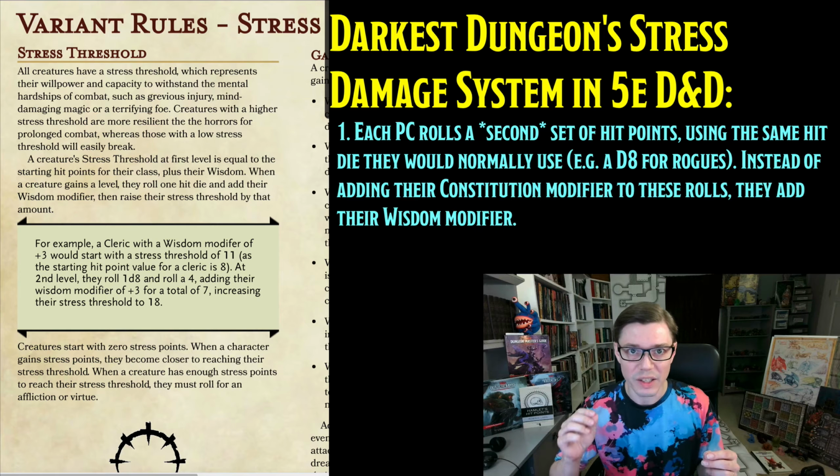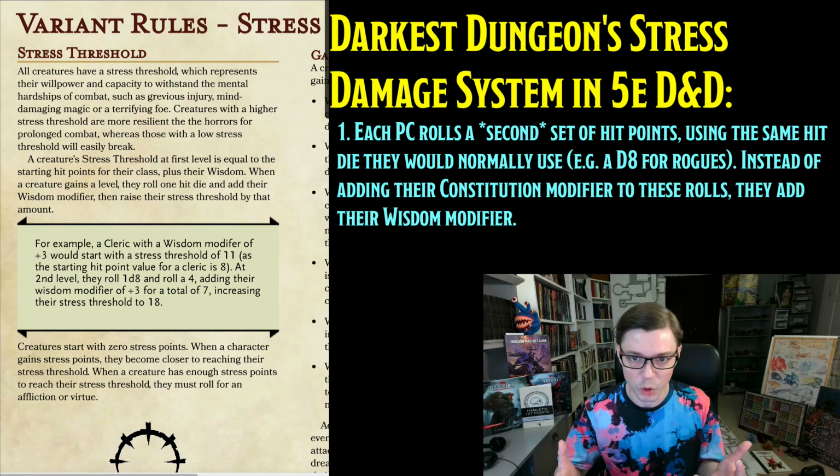You roll up a second set of hit points, decided the exact same way as normal. You keep the same hit dice and you roll it and all. The only difference is that you use your Wisdom modifier instead of using your Constitution modifier.